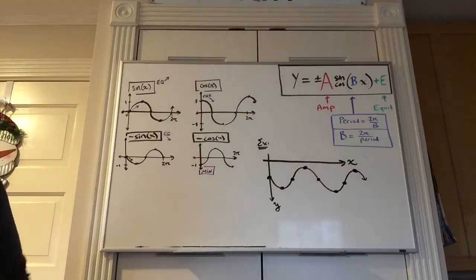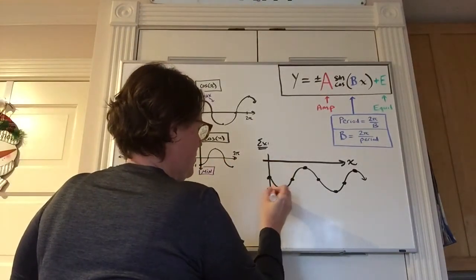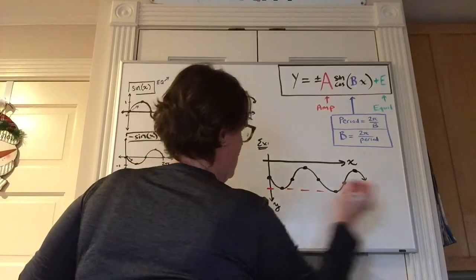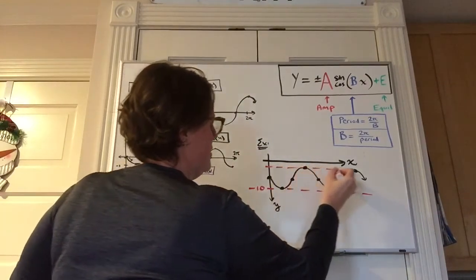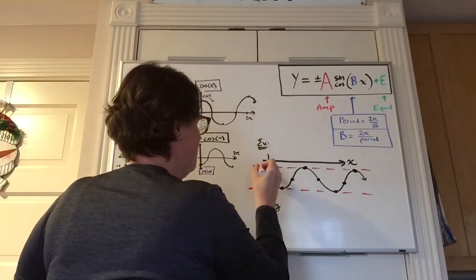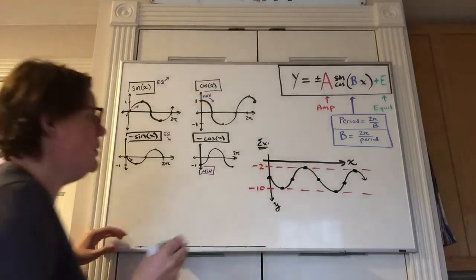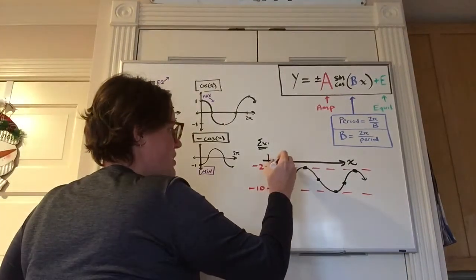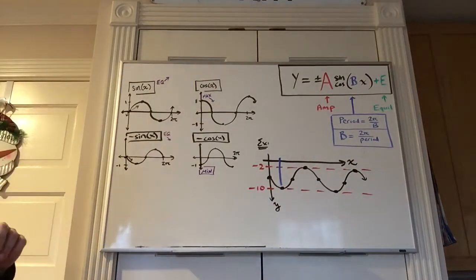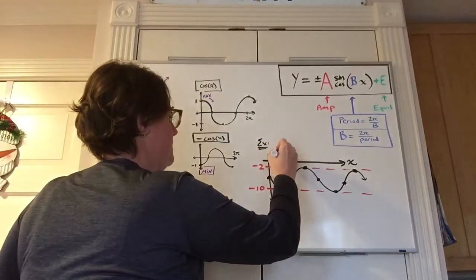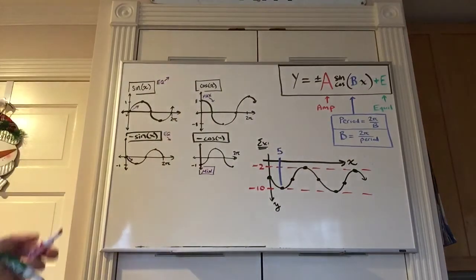Let's say that the minimum output is -10, and let's say the maximum output is -2. And then I'm going to do something a little weird. Instead of telling you where you have a full period of this graph, I'm actually just going to tell you that this point right here has an x value of 5. Okay, so can we figure out equilibrium, amplitude, and period?